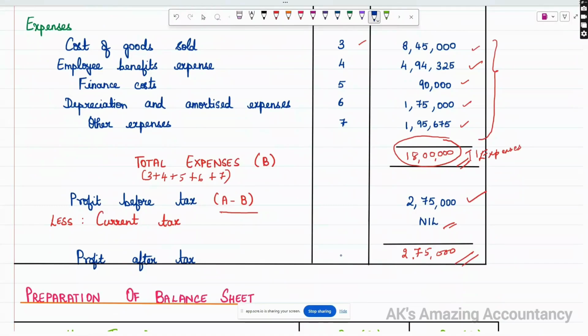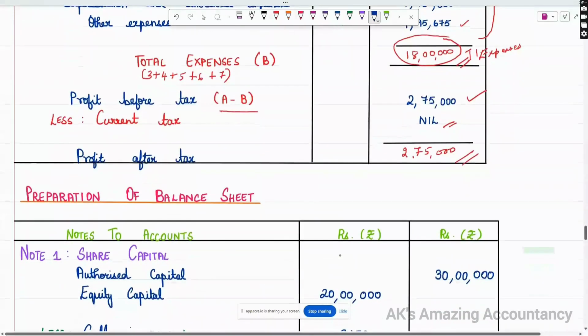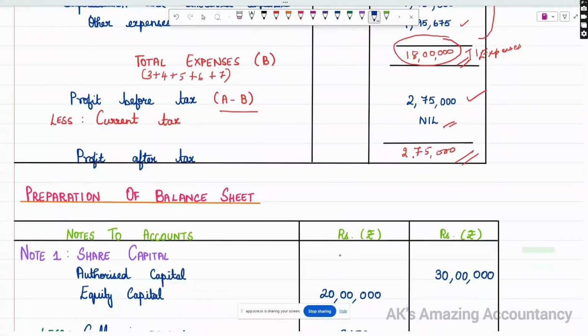Before we proceed with the main balance sheet, as you all know, we have to proceed with the preparation of the various notes relating to accounts. So let us proceed with the notes to accounts relating to the balance sheet. Let us start with note 1, share capital.